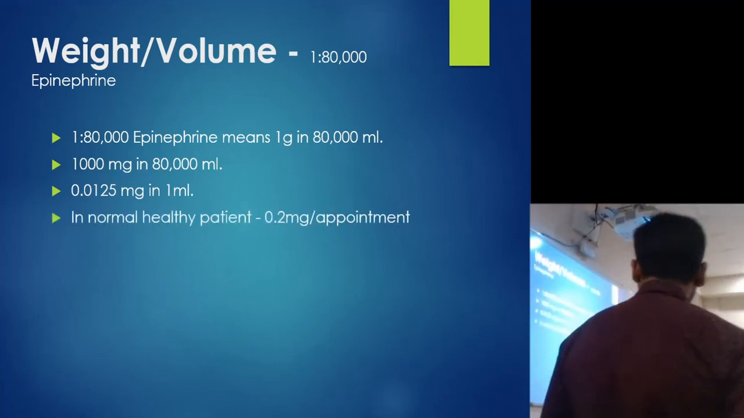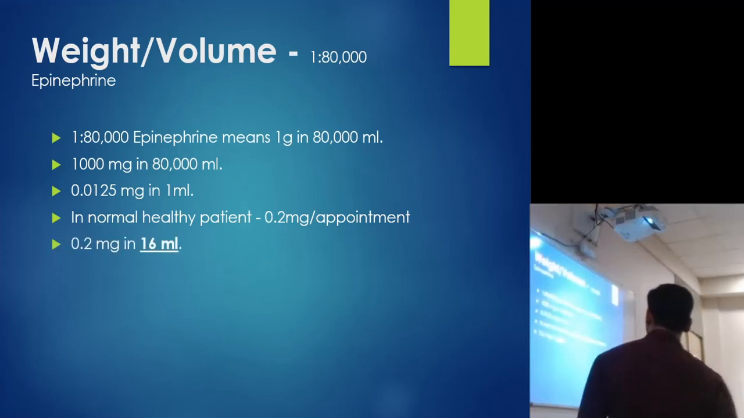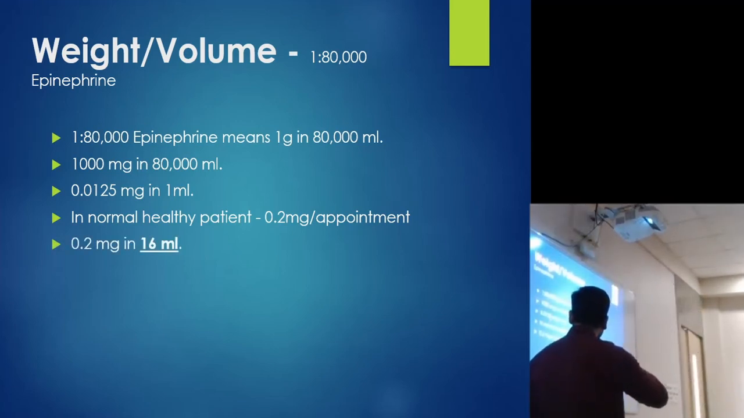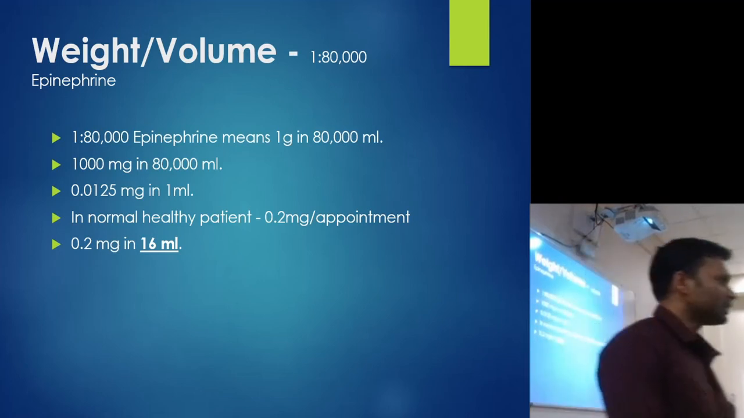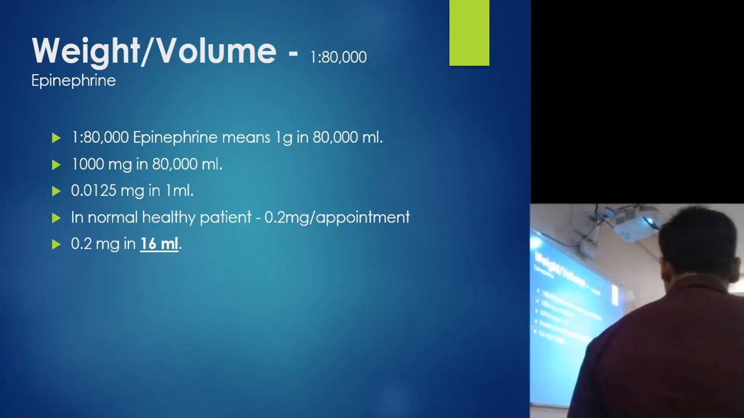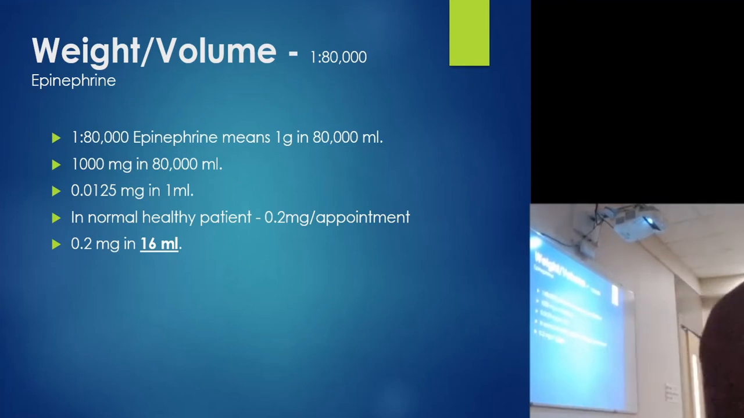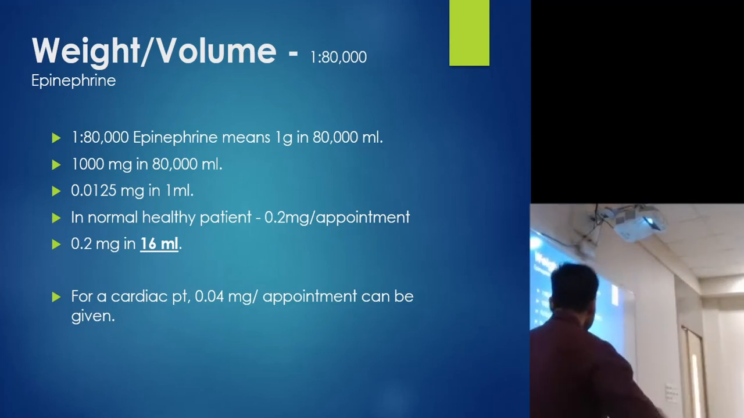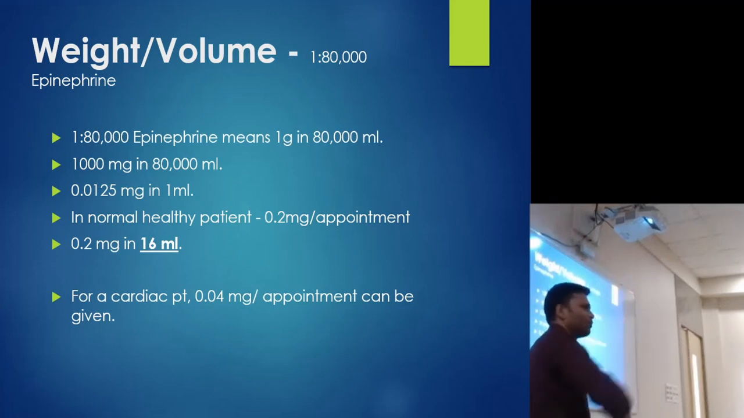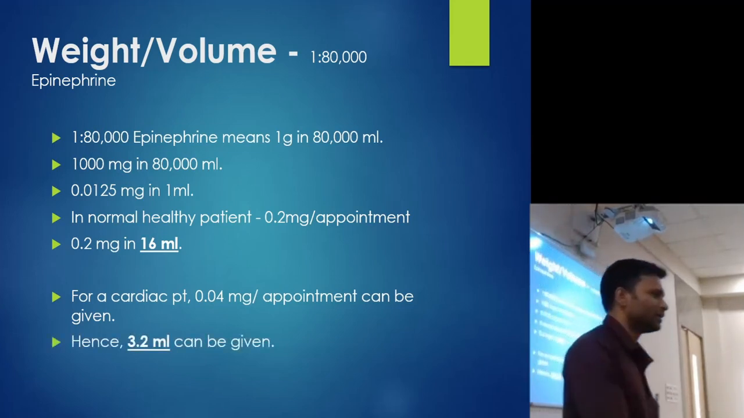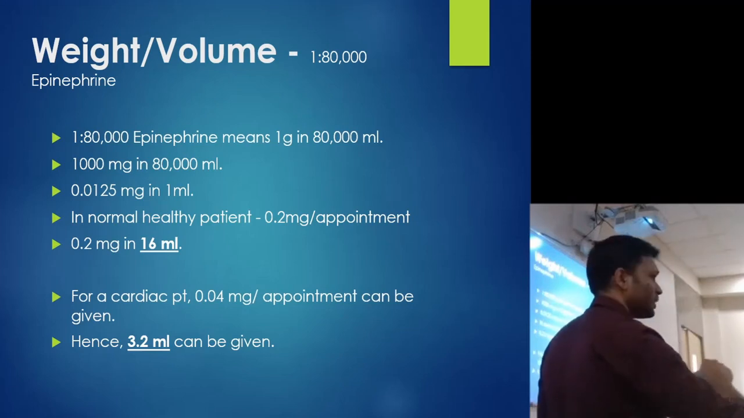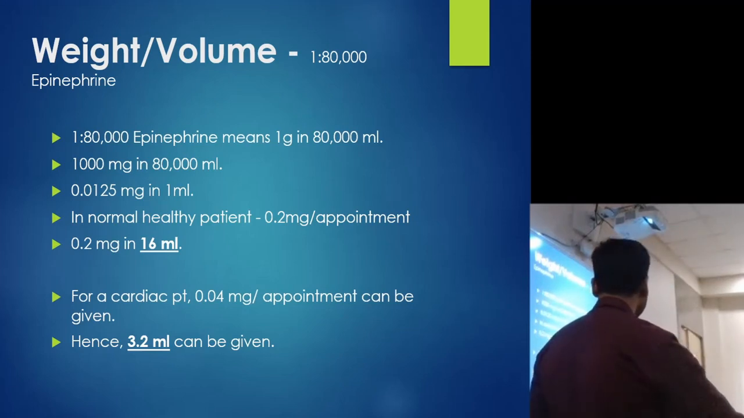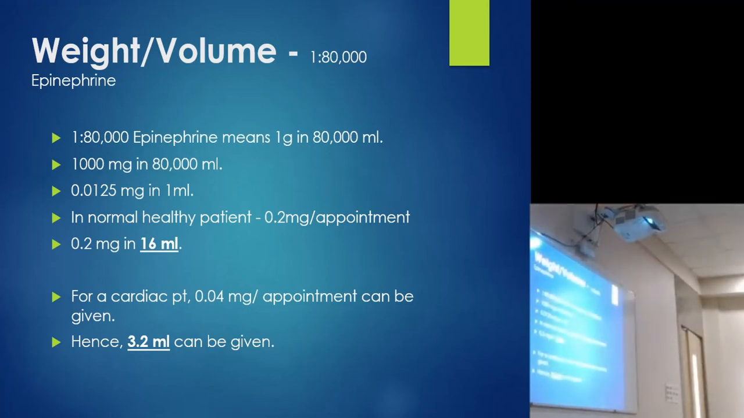Okay? So in a normal healthy individual, we can give 0.2 mg. So if we divide 0.2 by 0.0125, we get 16 ml. समझ आया? So that is the maximum of epinephrine that can be given in one sitting, one appointment. Okay? In a normal patient. In a cardiac patient, we have a 0.04 mg limit per appointment. So we are going to divide 0.04 by 0.0125. So what we get is 3.2 ml. So 1:80,000 epinephrine can be given at 3.2 ml per appointment in a cardiac patient.